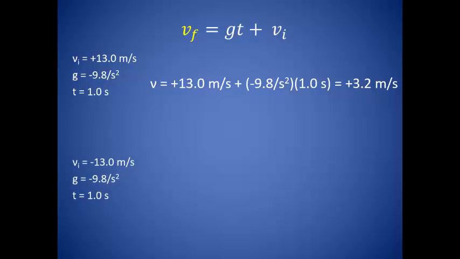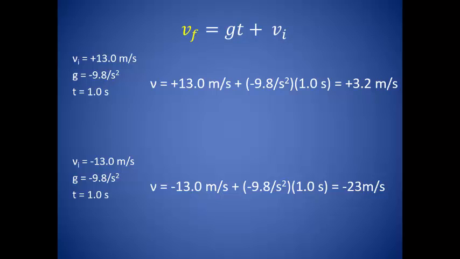Now, what would happen if we threw the ball in a downward direction with a velocity of 13 meters per second? Now our initial velocity is in the negative direction. Our acceleration is still negative 9.8 meters per second squared, and our time is still 1 second. But when we put those numbers into our equation, we find a final velocity of negative 23 meters per second. Notice here that the magnitude of the velocity is increasing, but in the negative direction. Here, the acceleration is in the same direction as the motion, so the ball is speeding up.